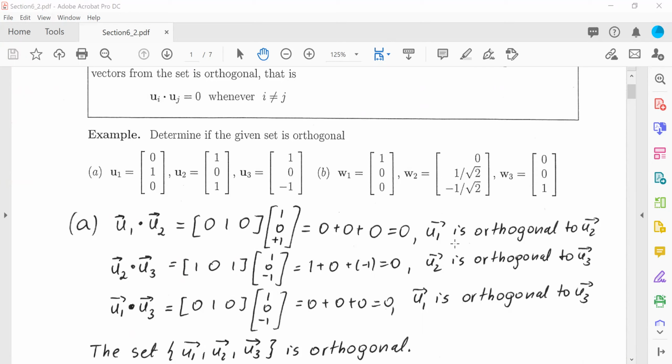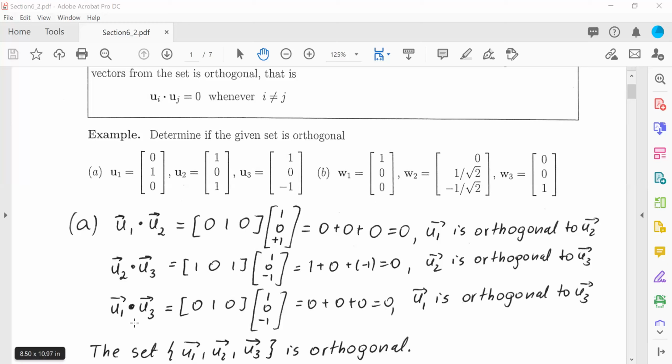And then we repeat this process for the next pair. Now I'm checking if vector u2 is orthogonal to u3. I take the dot product. We multiply entry-wise: 1 times 1 is 1, 0 times 0 is 0, 1 times minus 1 is -1. That's the same row times column. So 1 times 1 is 1, 0 times 0, and 1 times -1. So it's 0. That means vector u2 is orthogonal to u3.